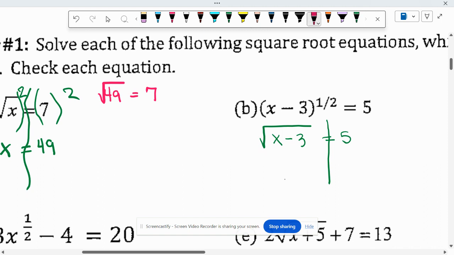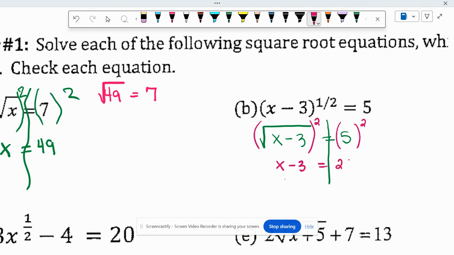So how do you unsquare root something? You square it. So we're going to square both sides. So the square root of x minus 3, the quantity squared, is just x minus 3. And 5 squared is 25. And now we're just going to solve this by adding 3 to both sides. So x equals 28.